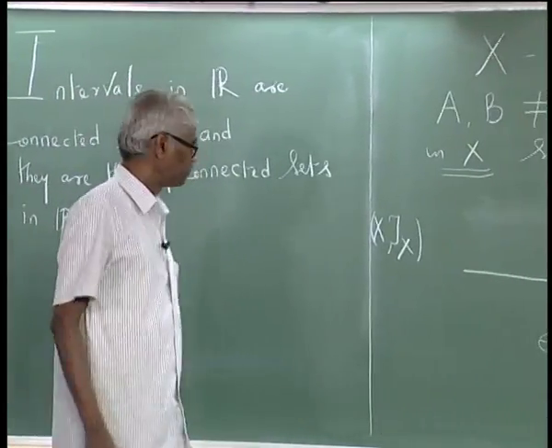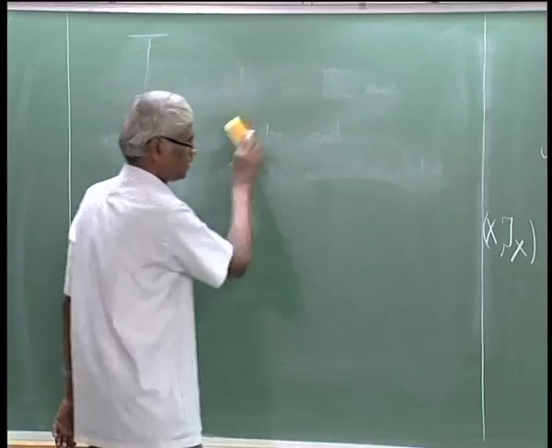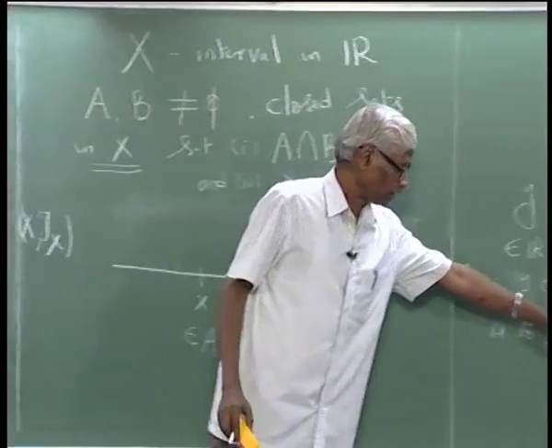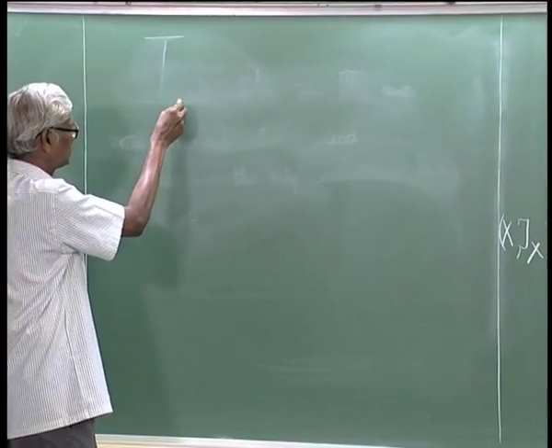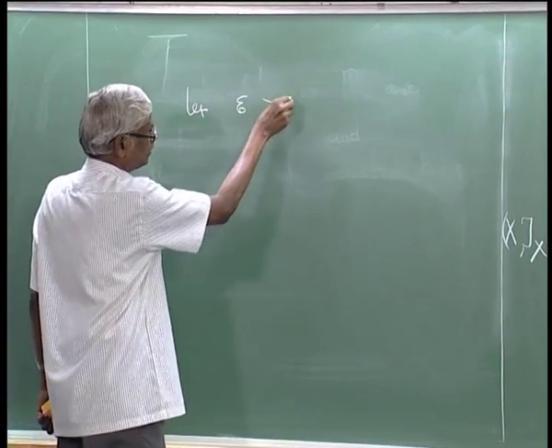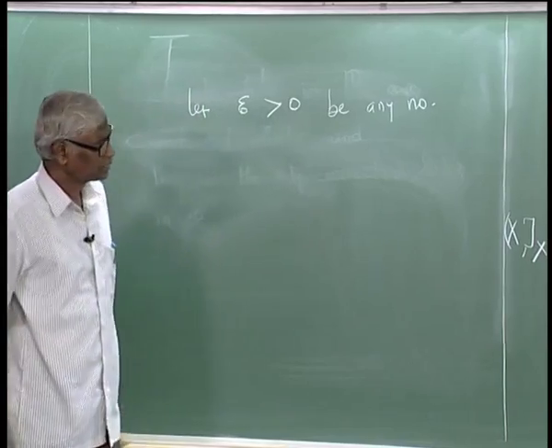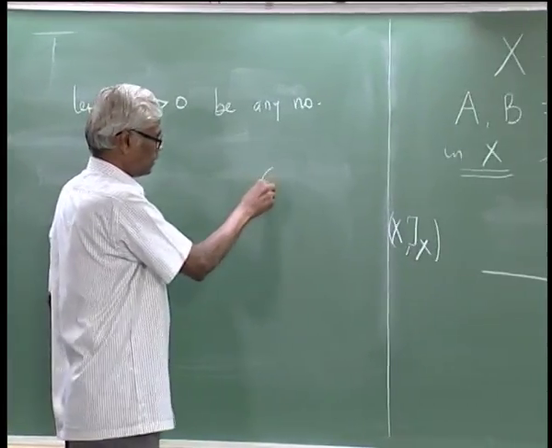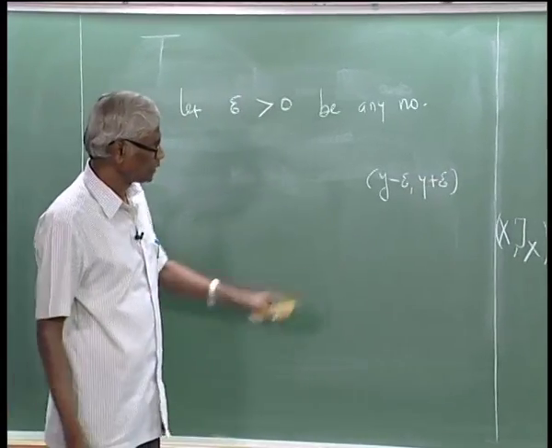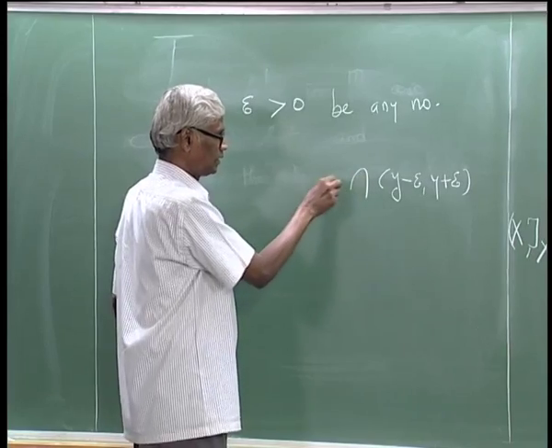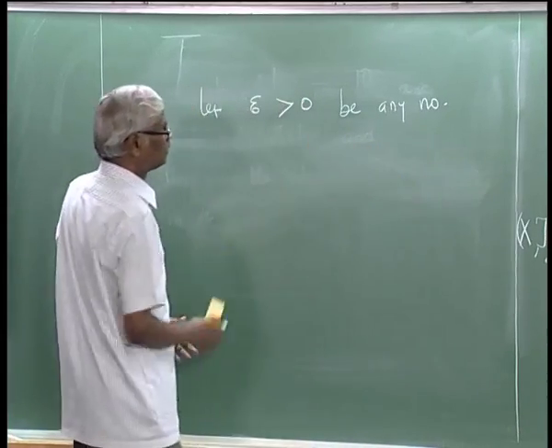So, it is enough to prove y is in the closure with respect to X, and similarly we will prove that y is also in B. For that, essentially we will have to take an open set in our subspace containing y. It is enough to consider a basic open set. So, let epsilon greater than 0 be any number. Now we consider the open interval (y minus epsilon, y plus epsilon). This is a basic open set in R, then the intersection with X will be a basic open set in X.